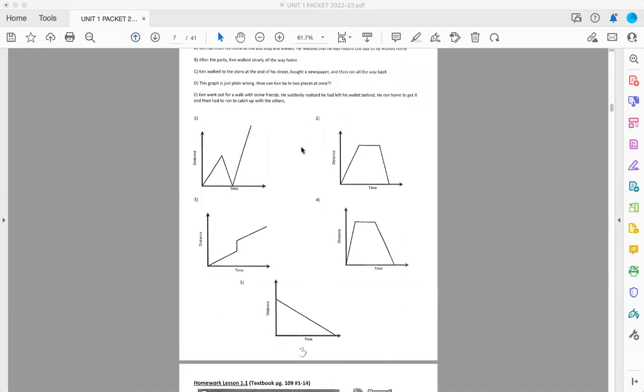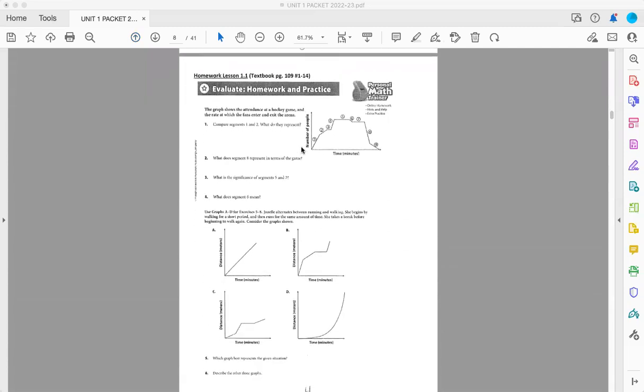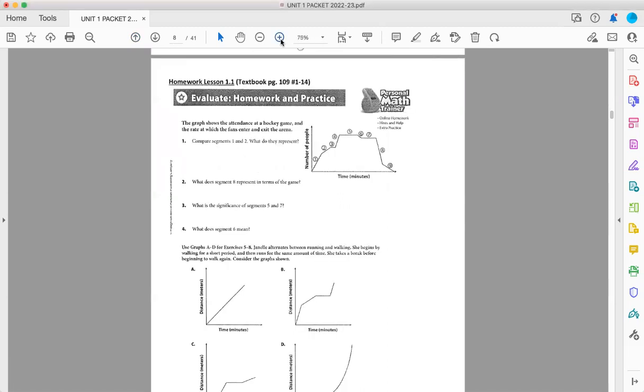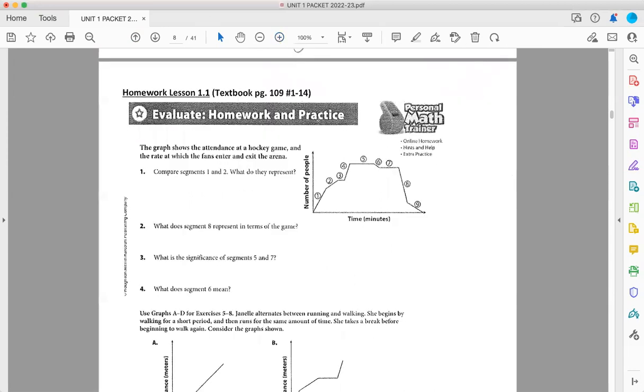Next is 1-1 homework. So for the homework, I'm going to go over this quickly. We did this in class. The graph shows the attendance at a hockey game and the rate at which the fans enter and exit the arena. Compare segments 1 and 2. What happens for segment 1 and 2? In segment 1, people are entering, and in segment 2, they're also entering. But there's a difference in the rate, or the speed, of how many people are going in.